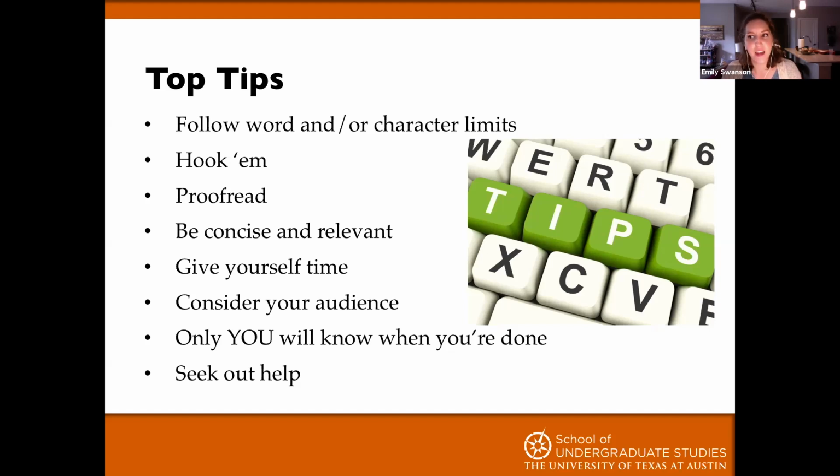And then also seek out help. So, talk to people who can help you. Maybe that's friends, maybe that's classmates, professors even, us, the Writing Center. Use your resources. You have them, use them.